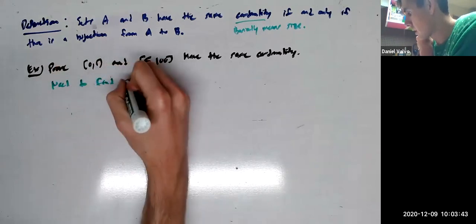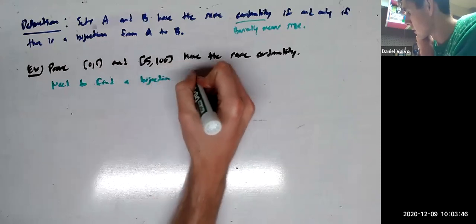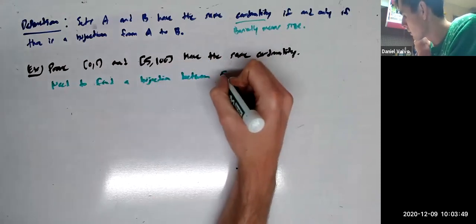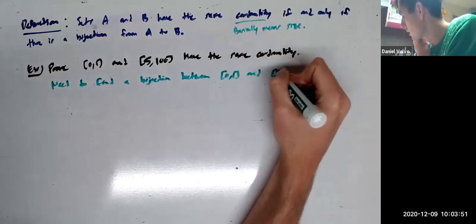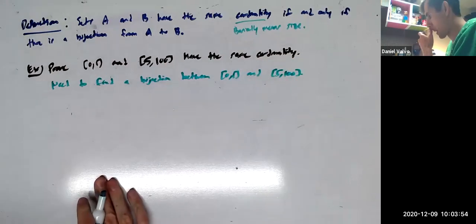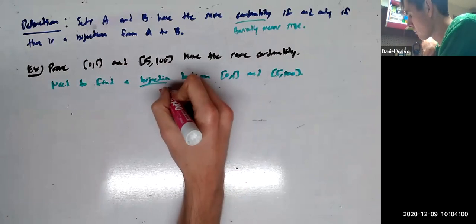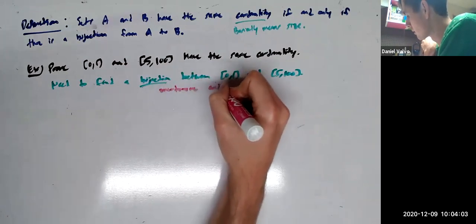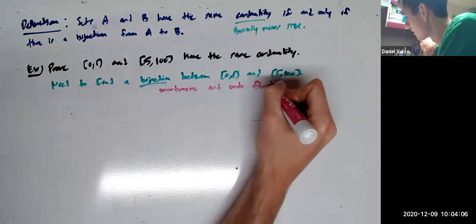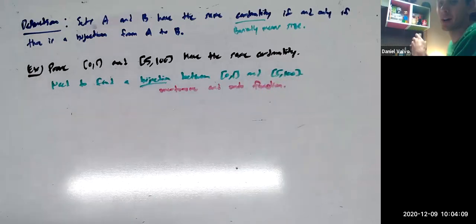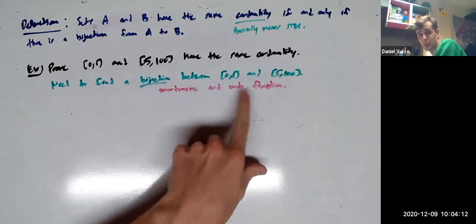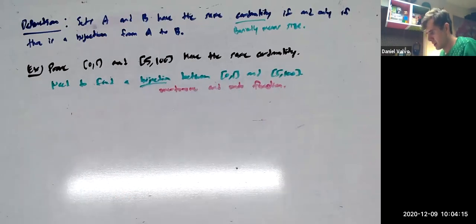We need to find a bijection between 0, 1 and 5, 100. And what's a bijection? Remember, a bijection is a one-to-one and onto function. So we have to check that it's well defined to make sure it's a function, one-to-one, and onto. So let's get to thinking. We want to find a function from 0, 1 to 5, 100.